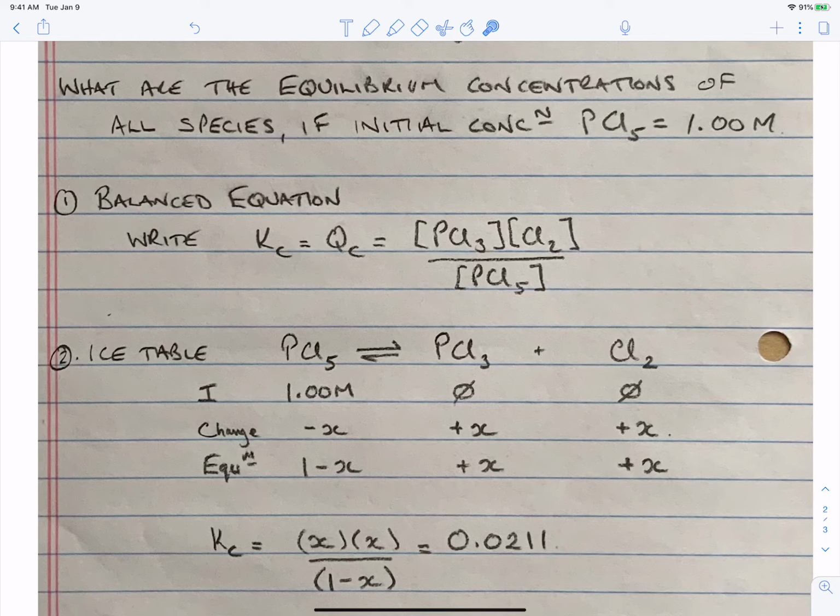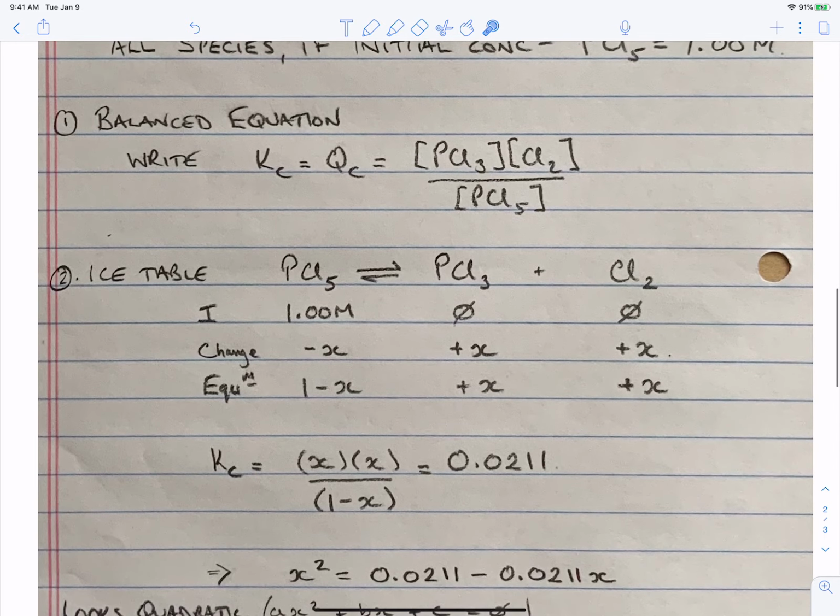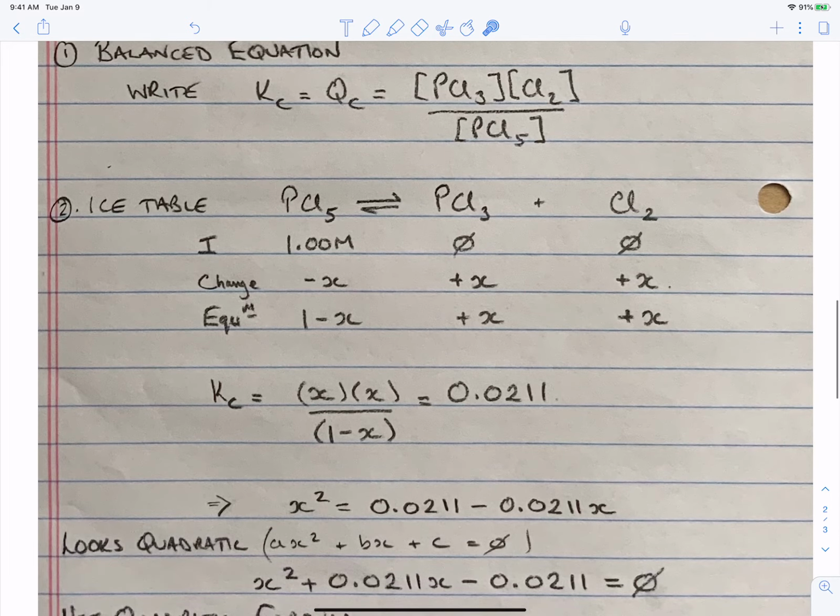And we know that the value is 0.0211 because it was given to us in the question. And so if we multiply this through, we end up with x squared equals 0.0211, and then I've multiplied both sides by 1 minus x, and this is the expression that we get, which looks remarkably like a quadratic equation, because there's an x squared value and there's an x value and there's a term that's just a number.